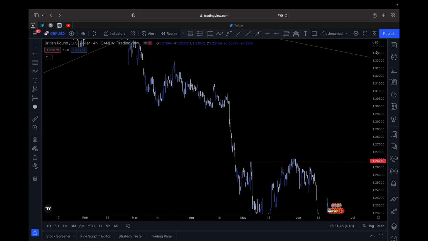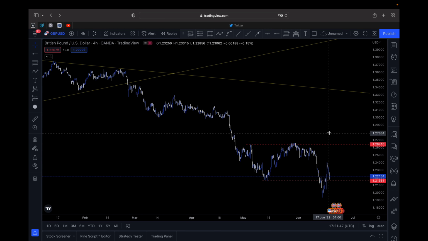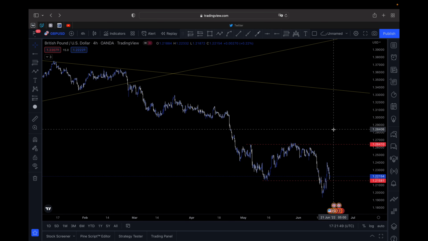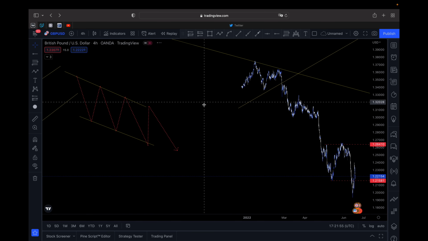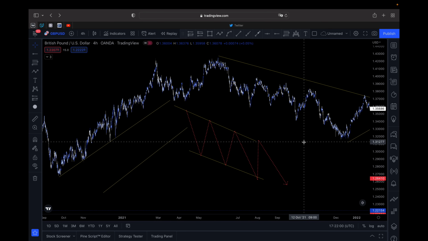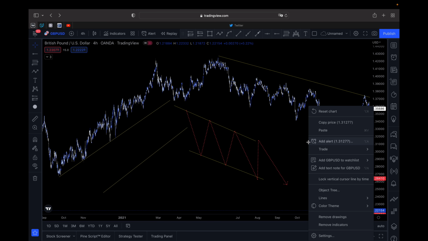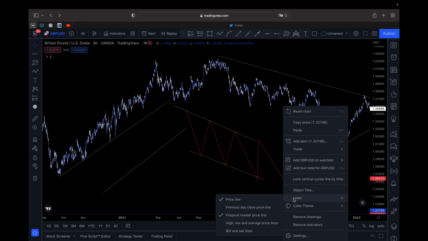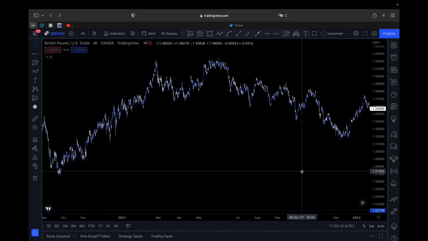Oh, I think I have an old analysis on this currency pair, and that's been a long time. I'm going to be honest with you. Wow. Okay, I'm going to clear this, guys. Never knew I had something like this here. So yeah, let me clear this. We'll start with a fresh chart. Remove drawings.